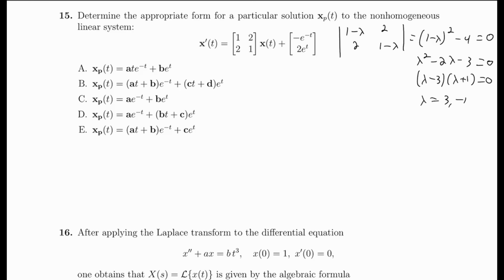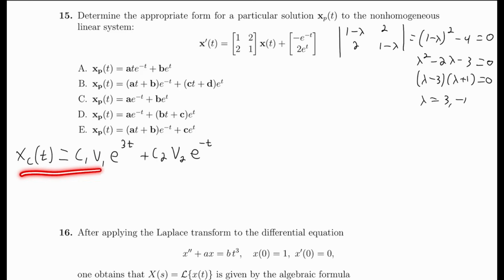So we'll go ahead and set that up as x. The complementary solution is equal to c1 times our unknown eigenvector 1 times e to the 3t plus c2 eigenvector 2 times e to the negative t. Now we need to start guessing our particular solution form and check against this for duplication.